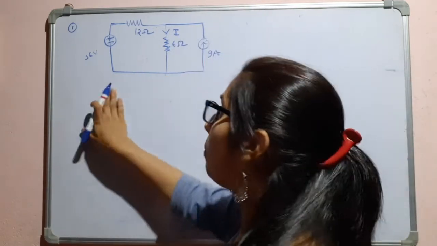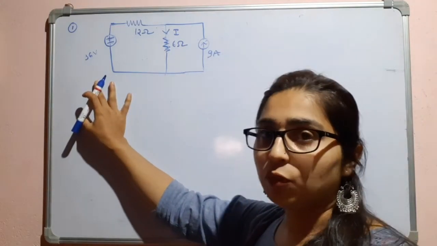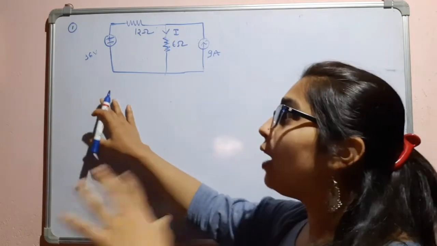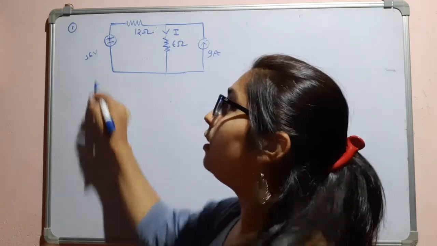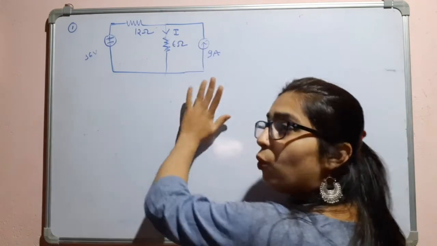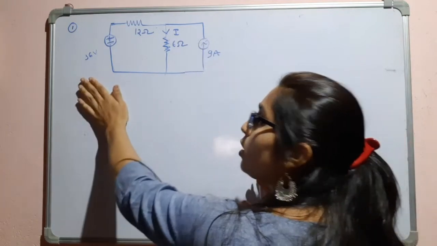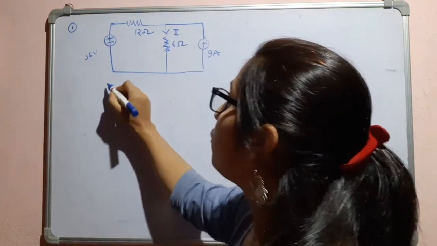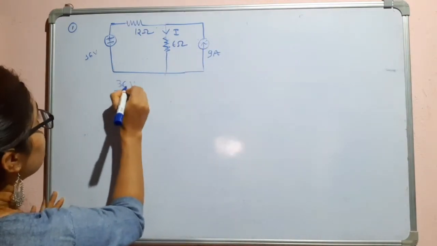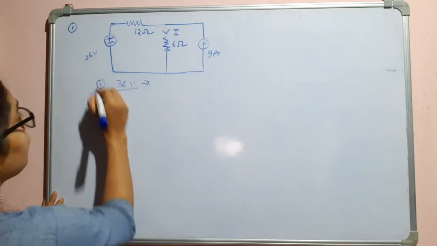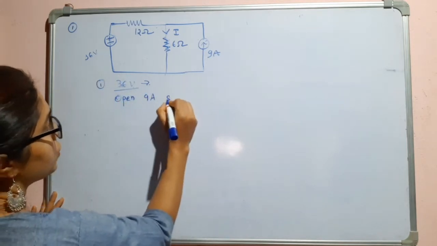So we know how to apply the superposition theorem when we have different sources, like if you have a voltage source and a current source, we have to consider only one source at a time. So if I am going to consider a voltage source, then we have to open circuit this current source, and when I am considering the current source, I have to short circuit this voltage source. So first let us take into consideration this 36 volt voltage source. So we have to open circuit the 9 ampere current source.